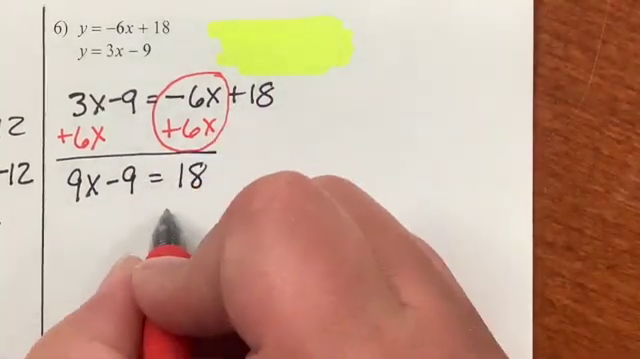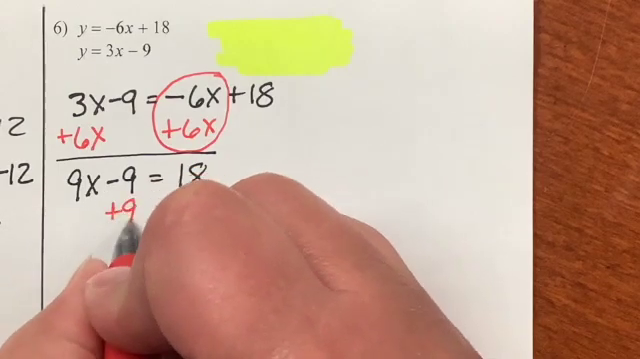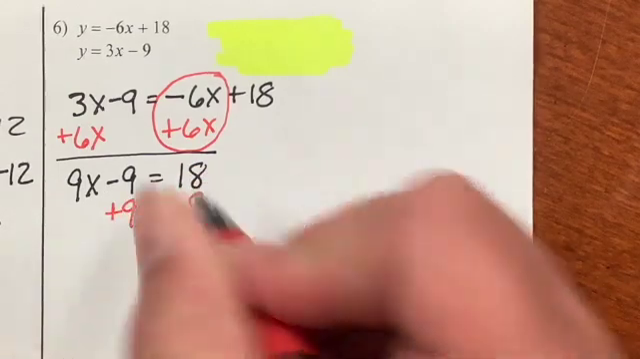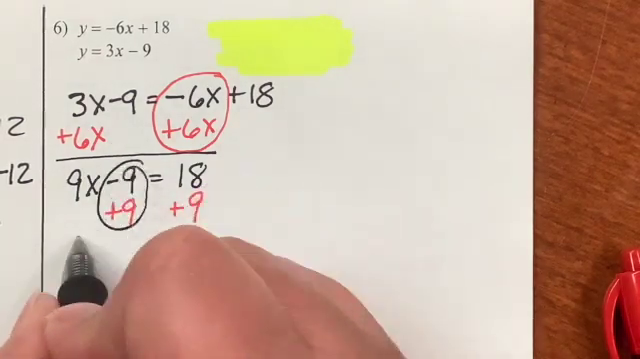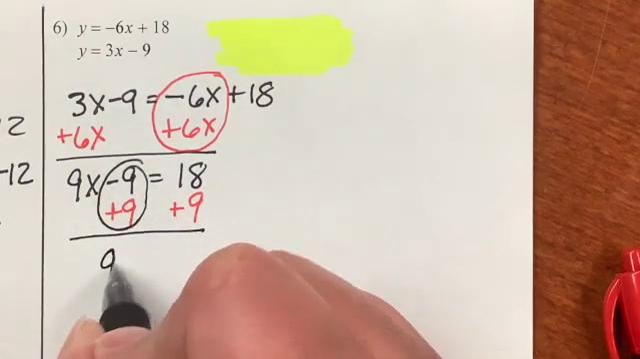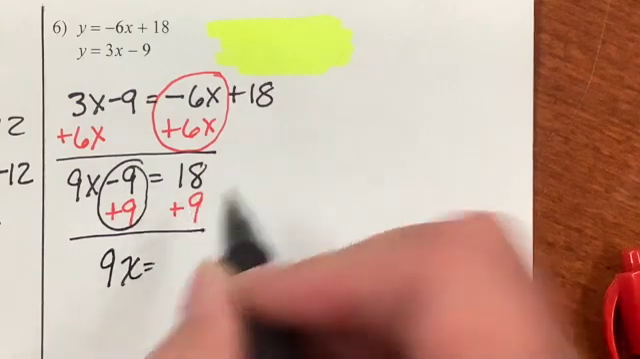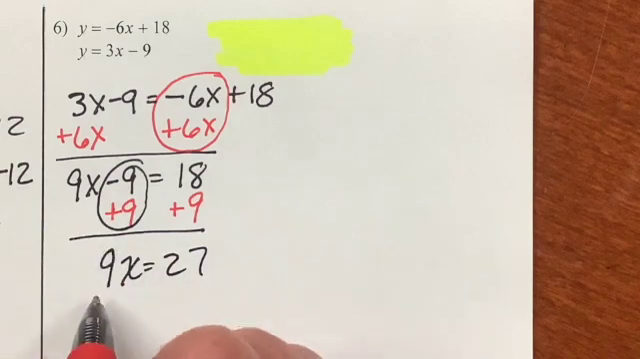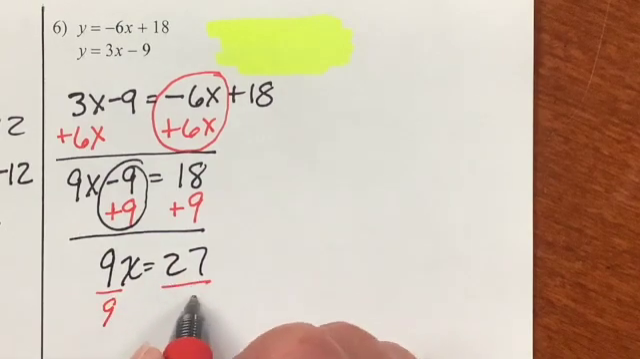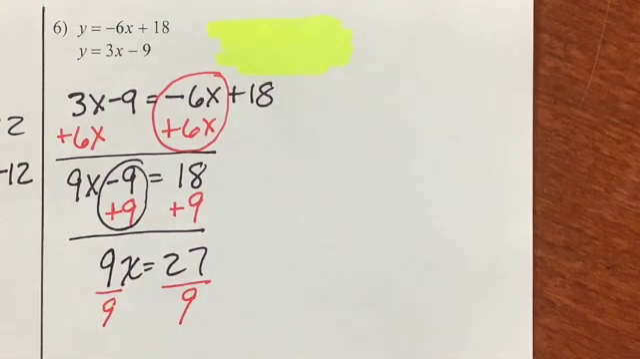Got to go over that equal sign again, so I'm going to add 9 to both sides. Negative 9 and positive 9 is 0. 9x equals 18 plus 9 is 27. Divide by 9 on both sides. 9 divided by 9 is 1, so I have 1x. And 27 divided by 9 is 3.